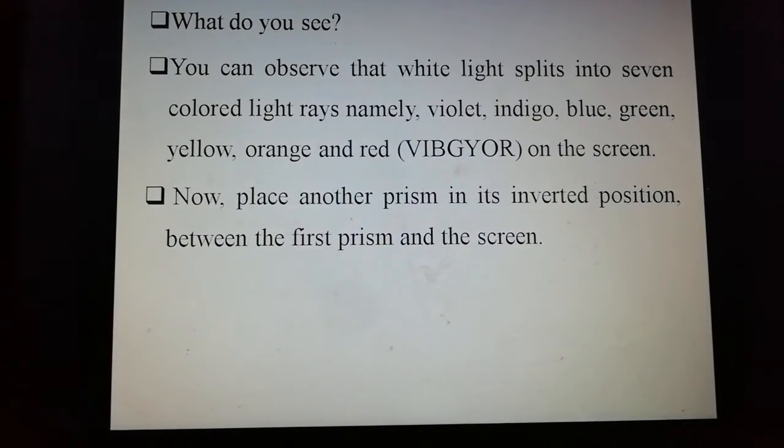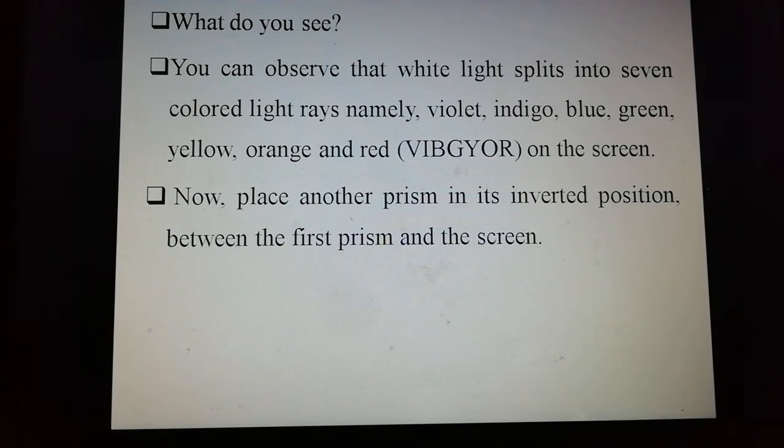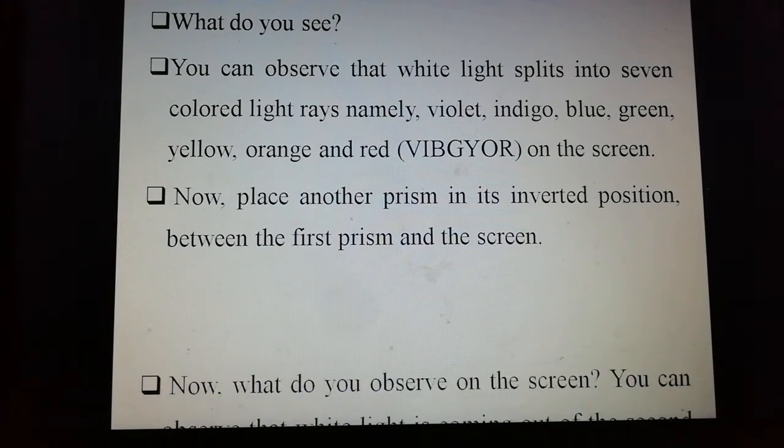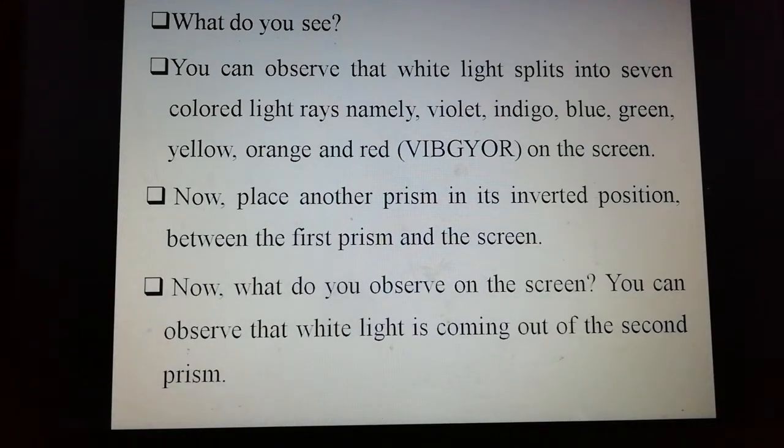Now place another prism in its inverted position between the first prism and the screen. So already discussed. Now what do you observe on the screen?